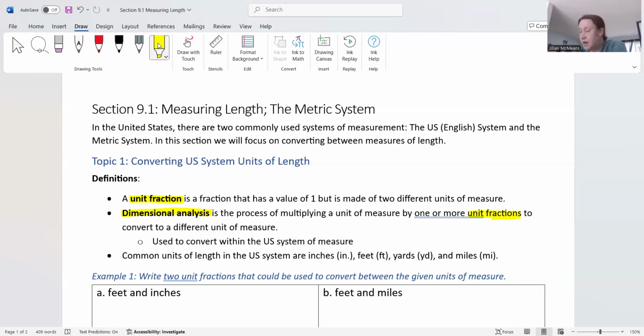Okay? Now, so we have the idea of unit fraction and dimensional analysis. We will always use dimensional analysis when we're converting within the US system of measure. We will also use dimensional analysis when we convert between US and metric. So we're going to use dimensional analysis a lot. You will definitely see this in your science classes for sure. Okay. Now, common units in the US system for length are inches, feet, yards, and miles. Okay. So let's go ahead and start with our examples.